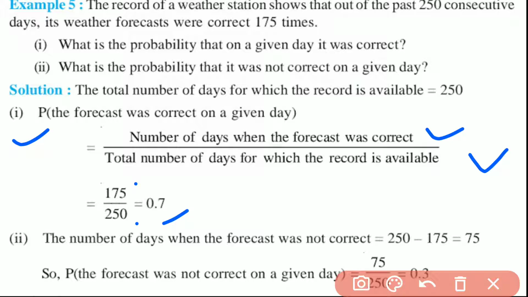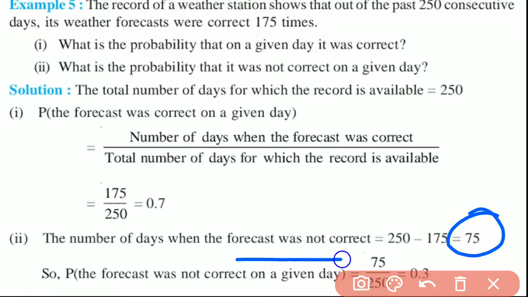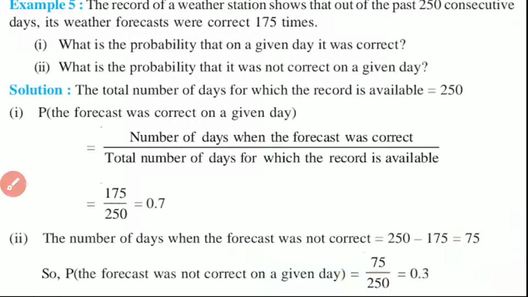In the same way, consider the number of days when the forecast was not correct. How do we calculate the not-correct days? Out of the total days, you deduct the correct forecast days, and then you get the non-correct days. That is the second stage. The forecast was not correct for 75 days. For that probability, we take 75 divided by 250. The probability that the forecast was not correct is 75 divided by 250. 25 tens are 250, 25 threes are 75.